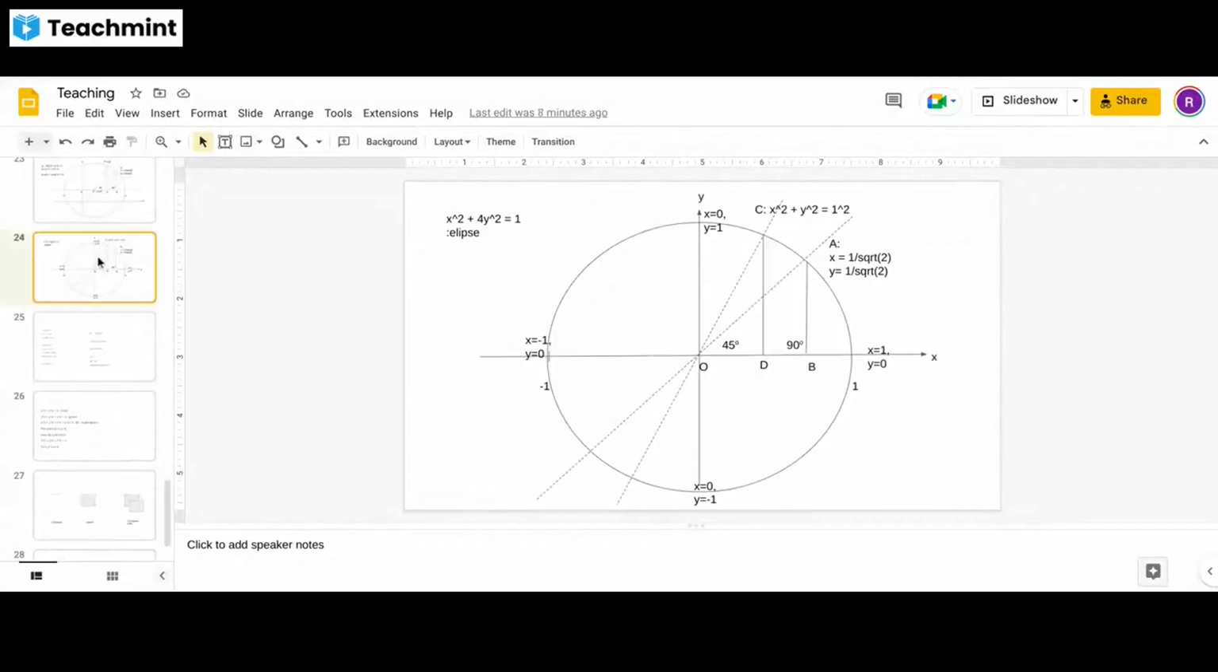Which means that if I take a unit radius and I keep turning it at 45 degrees, the height will be 1 by root 2. At what angle will the height become 1? How much do I have to turn it so that the height of that point becomes 1?